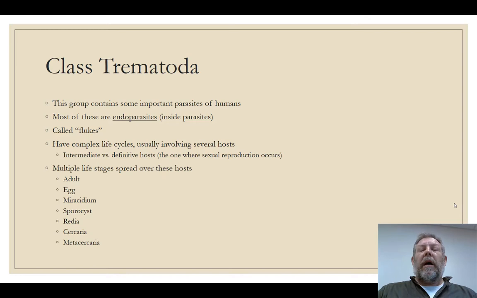Many of these have a complex life cycle that involves several different organisms and several different hosts. And you have the intermediate host versus the definitive host. And if you take parasitology, you'll get into a lot more detail about this. But you have several different life stages that occur in different organisms. And then the organism in which sexual reproduction takes place, that's called the definitive host.